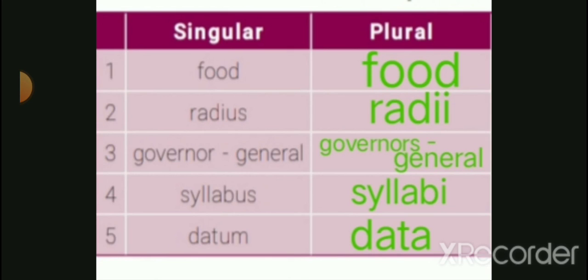And fourth one is syllabus. We have to cut the last 2 letters, that is us, and we have to add i, that is syllabi. Second and fourth examples are the same thing. And fifth one is datum. We have to cut the last 2 letters, that is um, and we have to add a in the last, that is datum in singular will become data in plural.